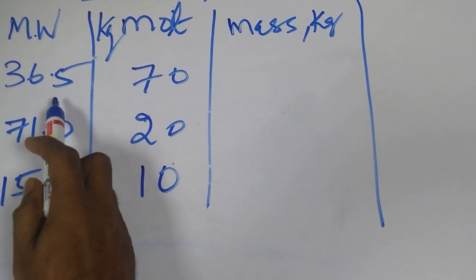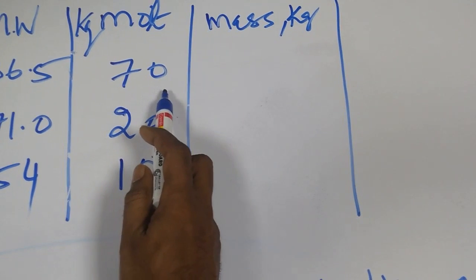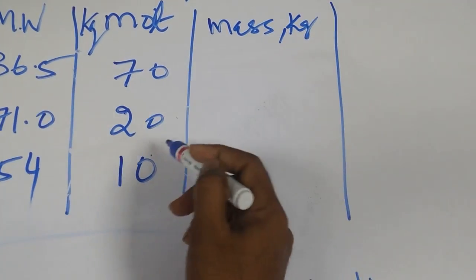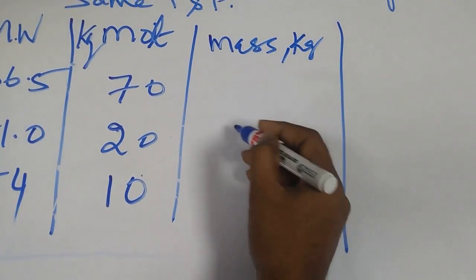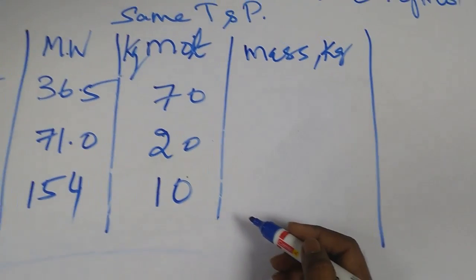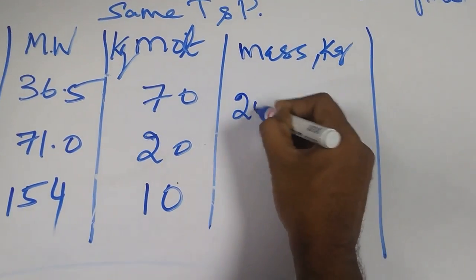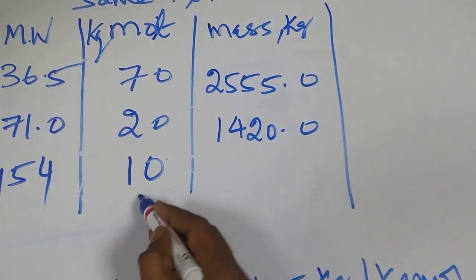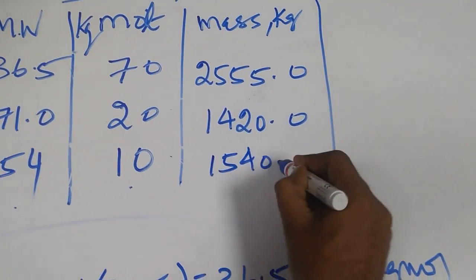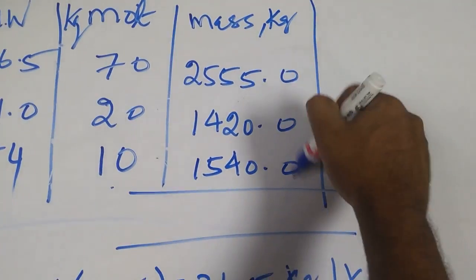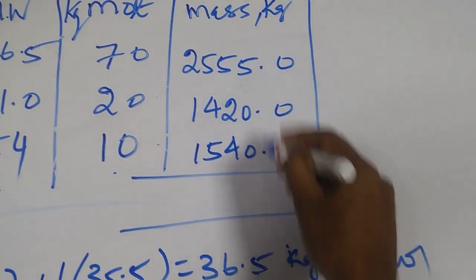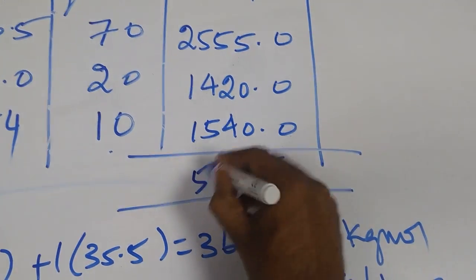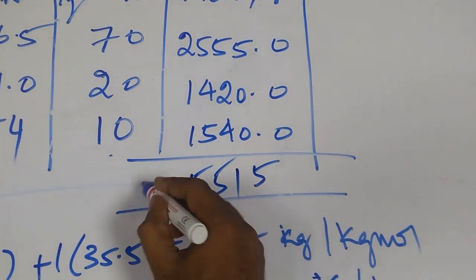What is mass? Mass is kg per kg mole multiplied by kg mole. So how much? 70 into 36.5, please use your calculator. We get 2555, 1420, and 1540. What is the total summation of these three? We get 5515. Okay, this is the total mass.